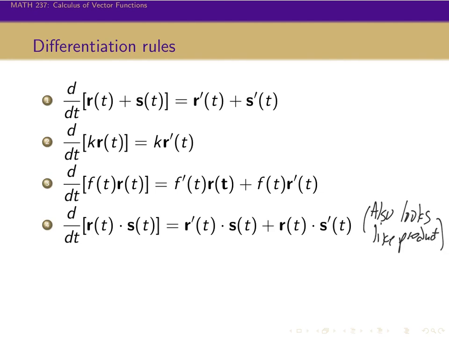This is one of the reasons why this is called a dot product. It's because it has a product rule when we take derivatives. So the derivative of r dot s is r prime dotted with s plus r dotted with s prime.